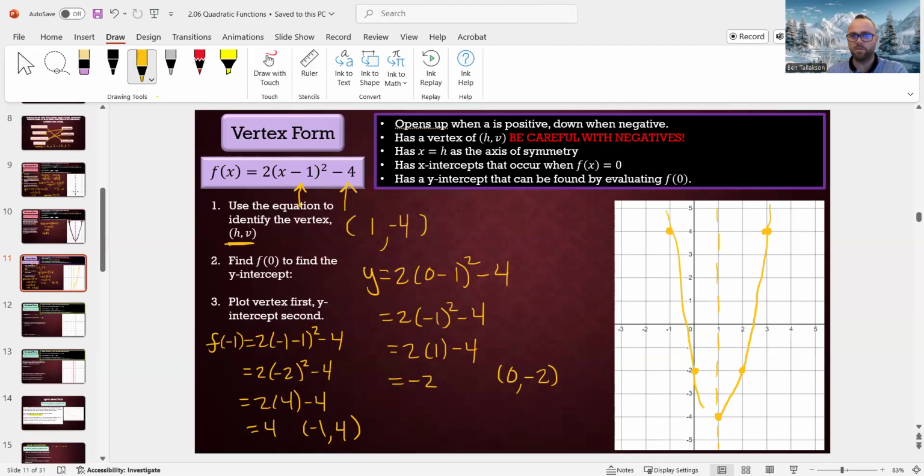There we go. There's our parabola, and please note, a parabola has a curve at the bottom. It's not a sharp point like that. That is a different type of function that we're not looking at today. Vertex form, there it is.